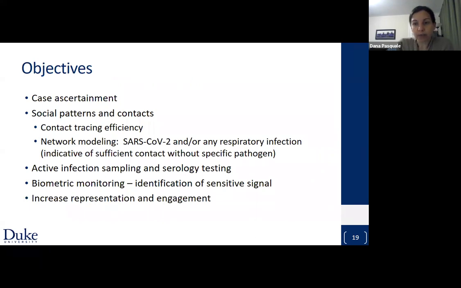So the Duke RDS Square study, which we affectionately call Snowball, has several objectives. The goal is to increase efficiency in contact tracing practices. First and foremost, case ascertainment is an objective, and that's for isolation and interrupting transmission. Then, since we are aware of the principle of homophily, we decided to use a detailed social network survey to try to find active SARS-CoV-2 cases in Durham County.